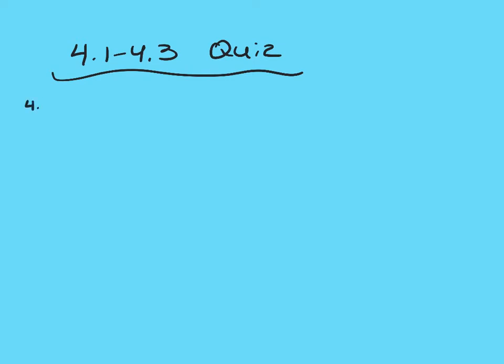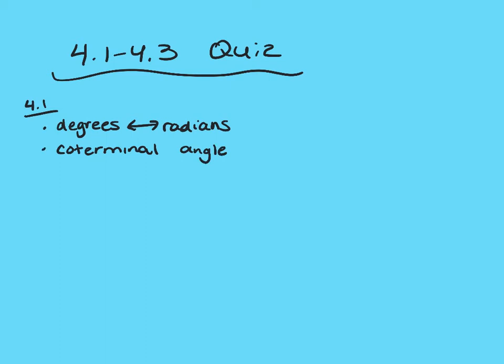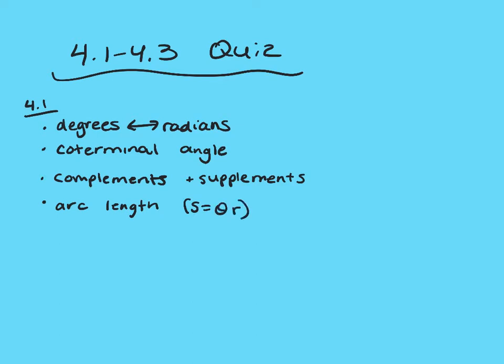In 4.1, remember we talked about how to go from degrees to radians and vice versa. You'll need to know how to do that. We talked about coterminal angles. We talked about complements and supplements. We talked about arc length, which is that SOAR formula, making sure that theta is in radians.